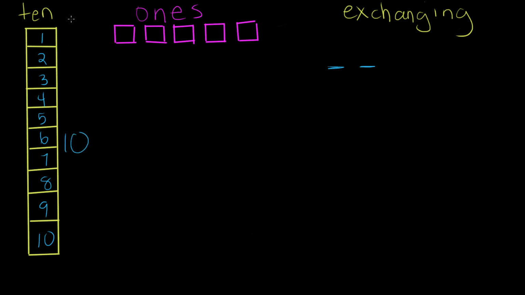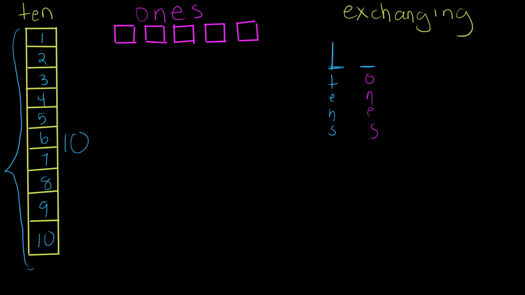Okay, so even though we have 10 cubes, how many of the longs do we have? How many of this whole shape do we have? Well, we only have one 10, and you can see it right here. So I'm going to put a 1 over here. This is our tens place. This is going to be our ones place.